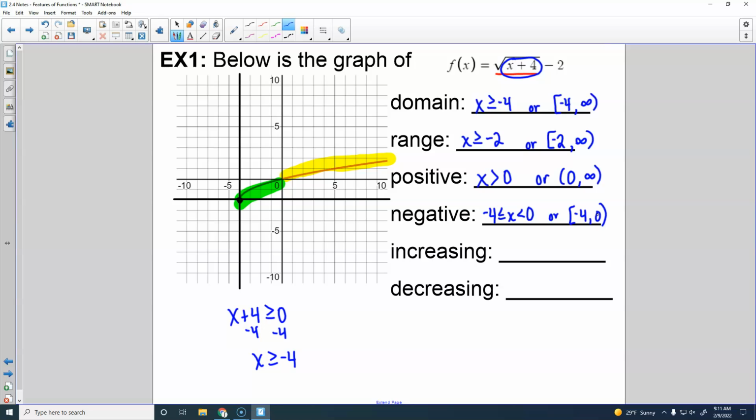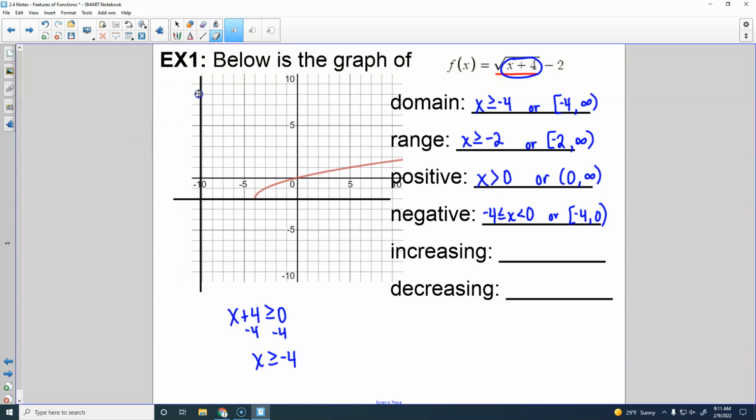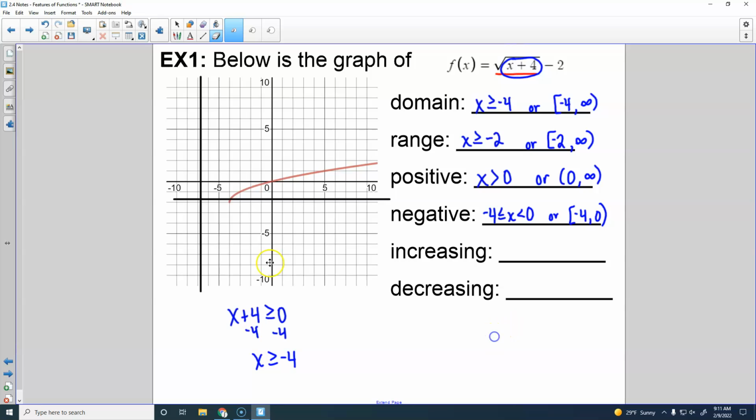Okay. Square root functions are going to either always be increasing or always decreasing. It's just the nature of the function. So for this one, we can see we're always increasing. So just like we did with the logs and exponentials, our domain is going to just be what we use down here for increasing. So it'll be x is greater than or equal to -4, or we could use -4 to infinity. And we would never be decreasing here.